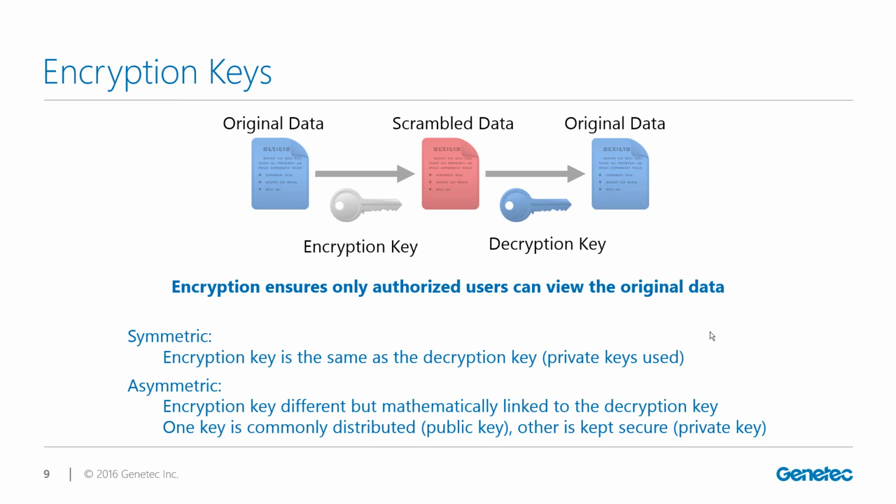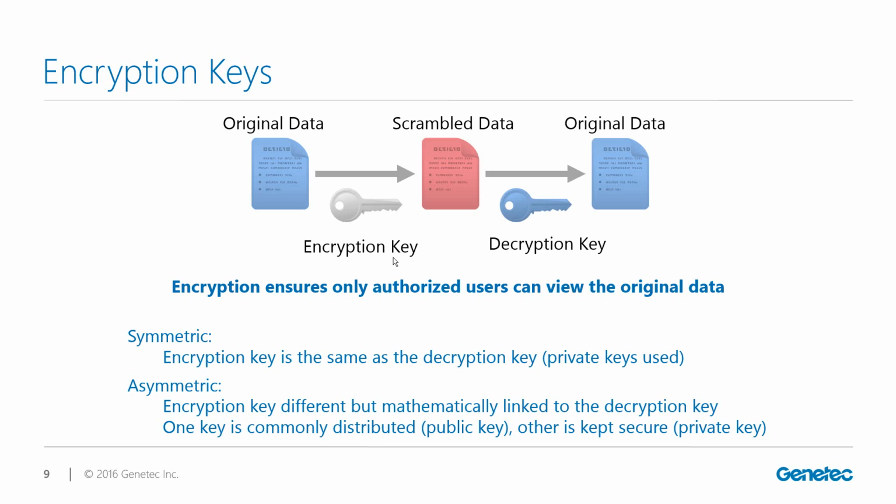Now there's two types of encryption that we can do. The first one is called symmetric, and this is where the encryption key is exactly the same as the decryption key. So this is where we use private keys for both. It's the same key for both of them.